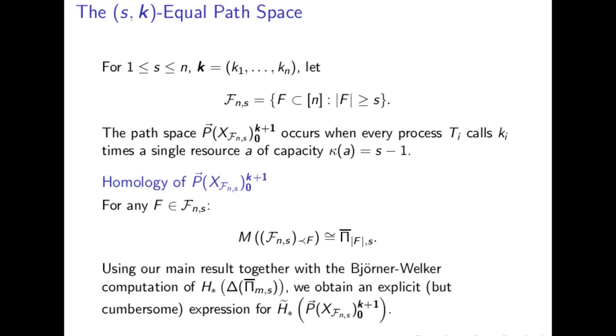Now, it turns out that if you look at the ingredients of the formula, the matching complex that corresponds to this f is just isomorphic to pi complement f_s. So it's a complex, or a poset lattice, that we actually know, so we can compute its homology using the Björner-Welker computation, and we obtain an explicit formula. If you remember the Björner-Welker formula, it was kind of long, so this becomes even longer, but it can be computed, and you can say exactly when it has homology or not. In particular, it has homology only in dimensions that are divisible by n minus 2.